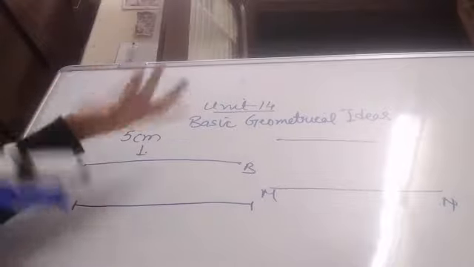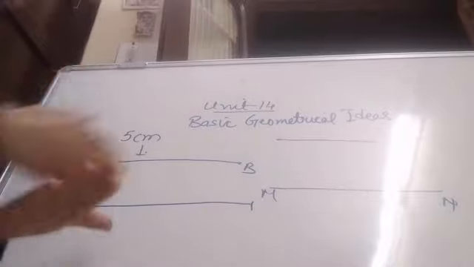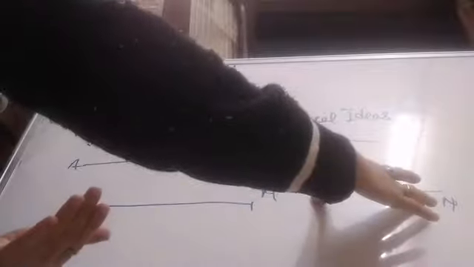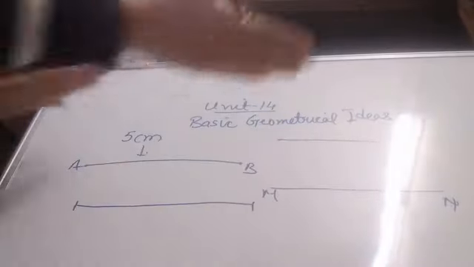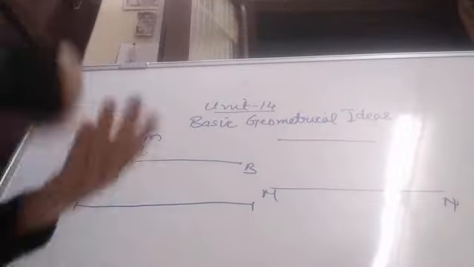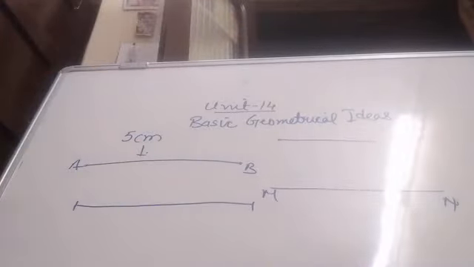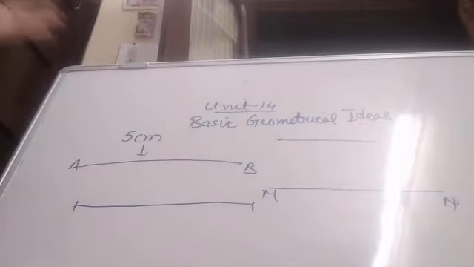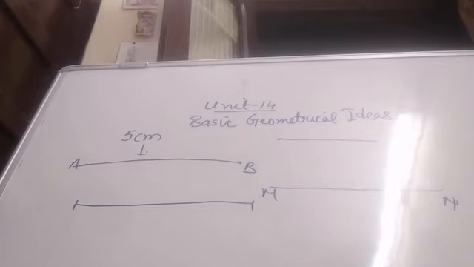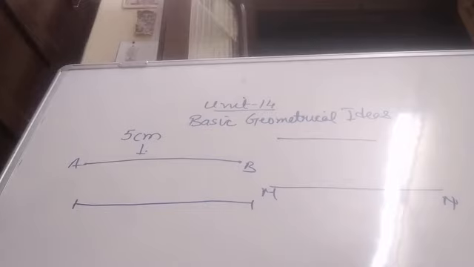Sometimes there are 3 cases with the divider. Sometimes the line segment which you have drawn with the divider, and the line segment which is given to you, is found to be greater. Sometimes it is found to be less, and sometimes it is found to be equal. So there are 3 possibilities when you draw a line segment with the help of a divider. Okay. Then we come straight away to Exercise 14.1.